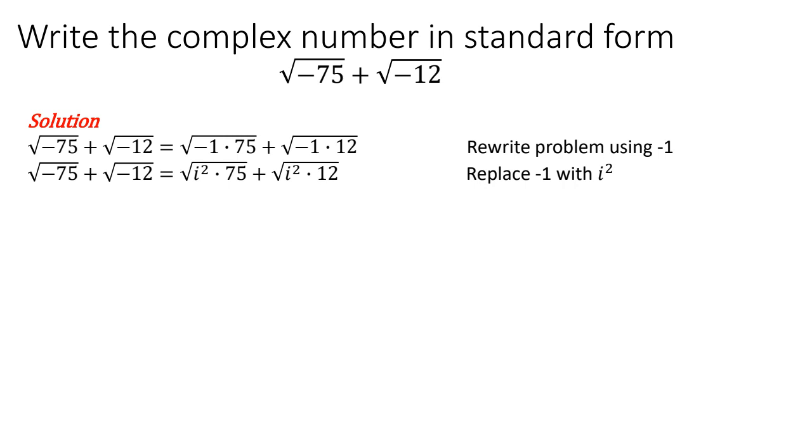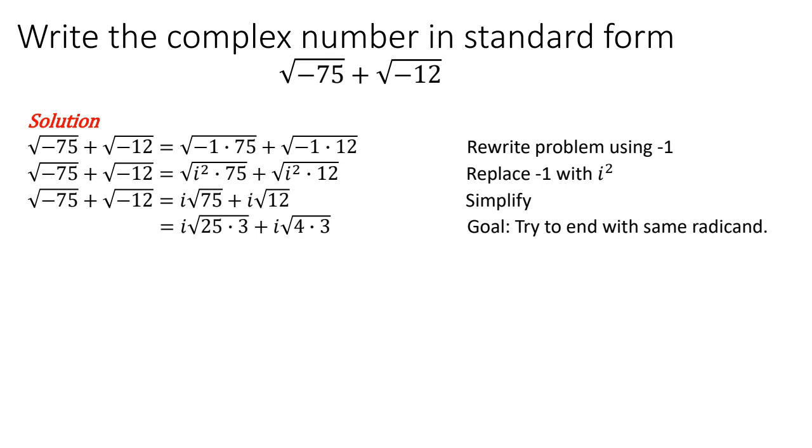But I'll go ahead and write it. Okay, so I have i square root of 75 plus i square root of 12. Now, you might think maybe it's already simplified, but we need to see this. Okay, 75 can be rewritten as 25 times 3, and 12 can be rewritten as 4 times 3.